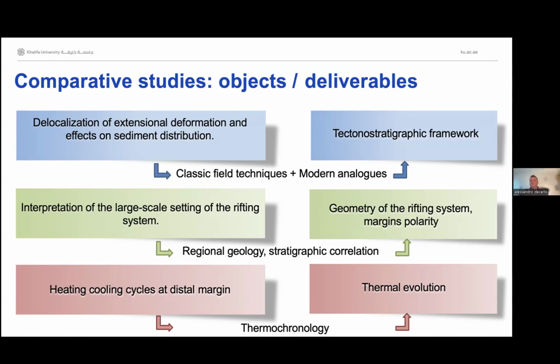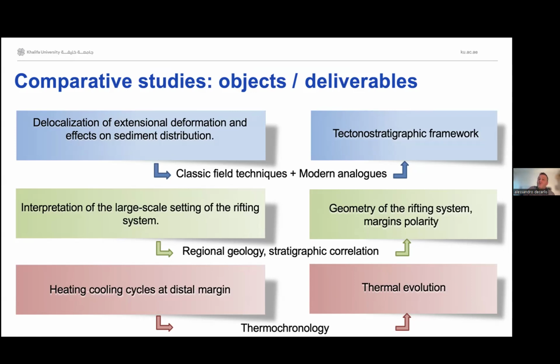Then we had this new problem that a few people investigated till now, also in modern margins, that is the large setting of the rifting system. So the geometry of this rifting flips. Okay, so the fact that the margin can change along strike. This has been verified, but is still poorly observed in the field. So the Alps, I think, remain one of the few places in the world in which this has been observed. And then finally, the heating cooling cycles.